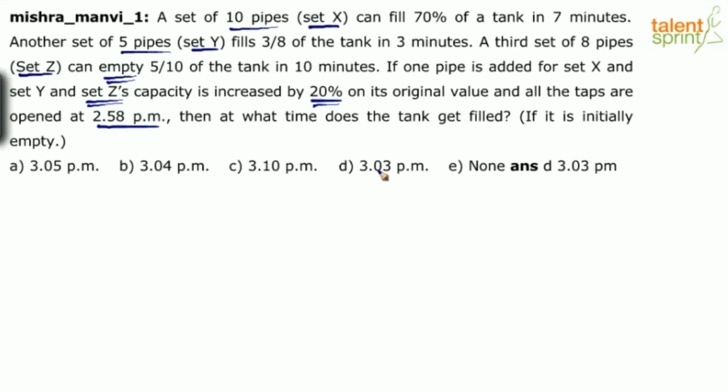3 sets of pipes. First set has got 10 pipes, it can fill 70% in 7 minutes. Second set has got 5 pipes, it can fill 3/8 of the tank in 3 minutes. And third set has got 8 pipes, it can empty 5/10 of the tank in 10 minutes. Alright? And then one pipe is added to set X and set Y, set Z's capacity is increased by 20% each, and all the taps are opened at a particular time. So, what time does the tank get filled?